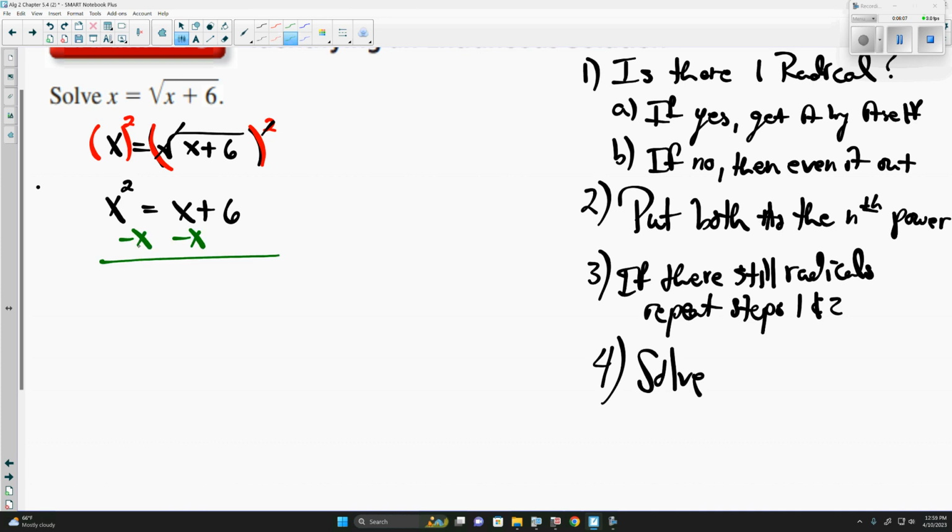Since we have an x squared, a variable with a power greater than 1, we need to get this equal to 0. So x squared minus x is going to be x squared minus x. Since they're not like terms, we can't subtract them. It'd be nice if we could, to make things a little bit easier. But since it's still not equal to 0, we have to.